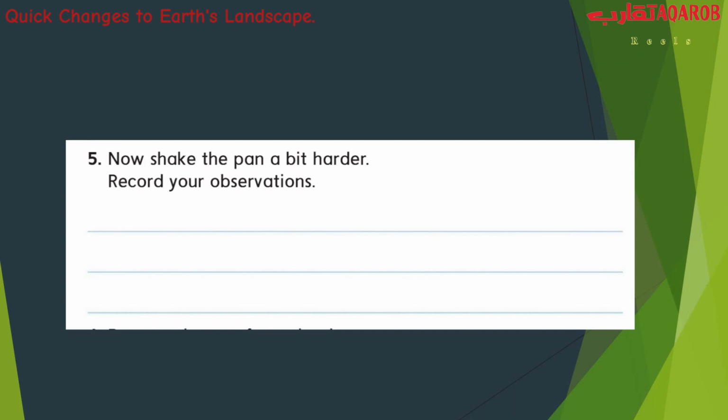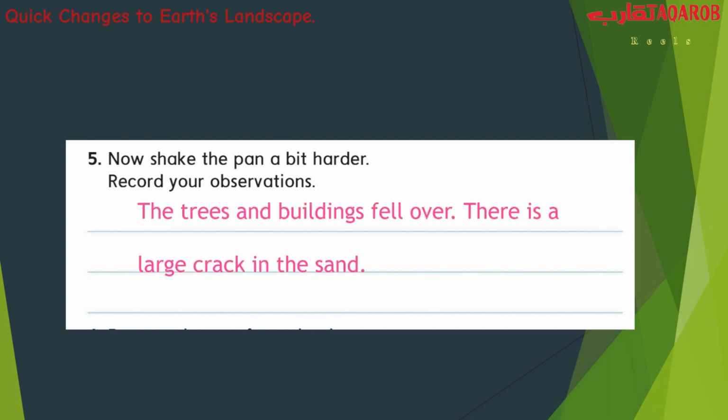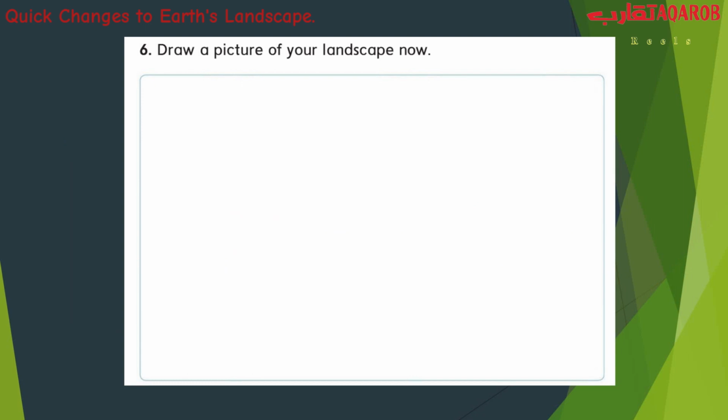So, number 5. Now shake the pan a bit harder. So now you have to shake it stronger. Record your observations. So, yes, the crack became what? Bigger, and the trees and buildings fell over. Yes, the trees and buildings fell over. There is a large crack in the sand. Here you have to draw your landscape after shaking.